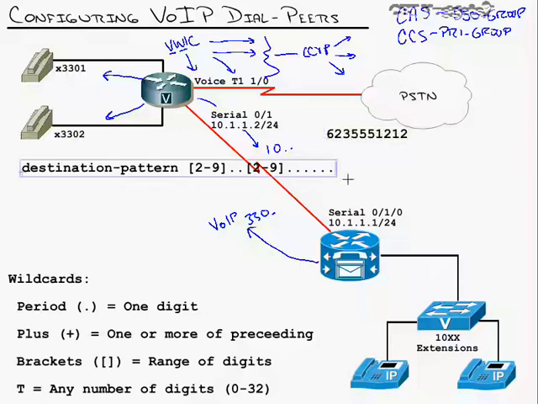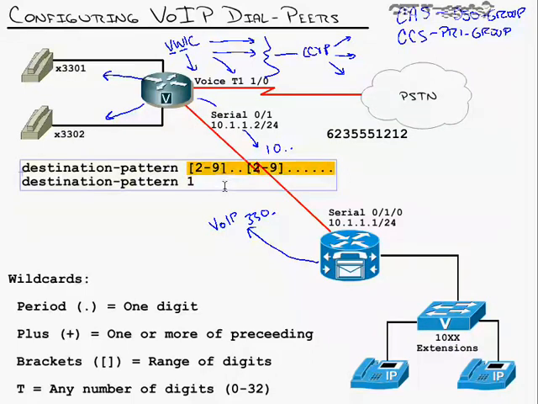Now, what about long distance? Well, long distance could use the destination pattern 1 and then, copy and paste, same exact thing. 1 and then 2 through 9, and then 2 through 9 is the third one. It's the same exact plan, but this is all long distance in North America. Starts with 1 and goes to here.